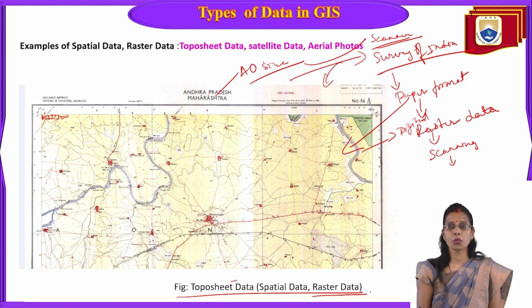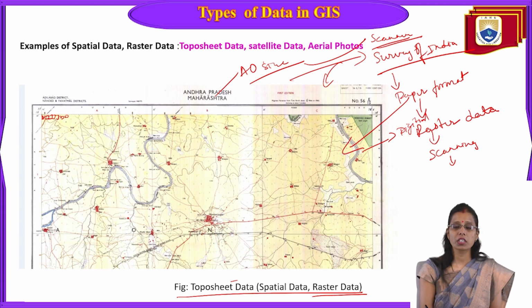So once we convert through scanning, that data becomes raster data. Now what type of information does a topo sheet have? This is the spatial data basically. In this you may find a lot of information, like there is a river here. We have roads, right? We have a drainage system, we have settlements here.